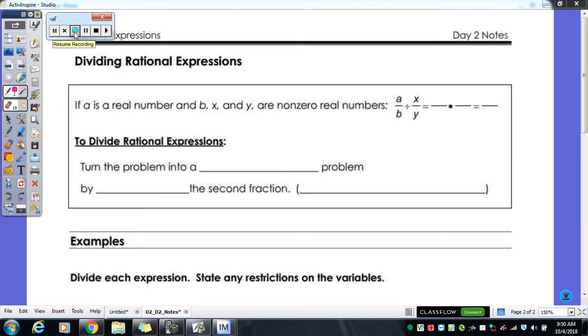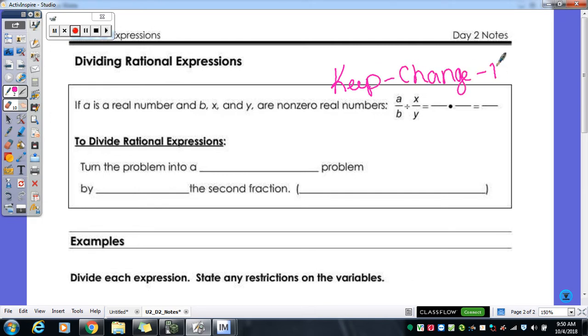So dividing our rational expressions, so dividing our fractions, there's just one extra step. Dividing your fractions is very similar to your multiplication. We've just got that one extra step. When you're dividing fractions, you have to do keep, change, flip. You guys remember hearing keep, change, flip?